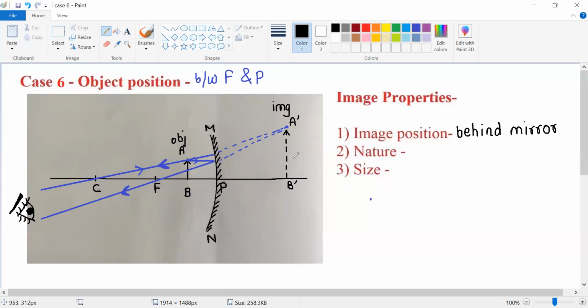What is the nature of the image? Are the reflected rays of light really meeting at this point? No, they only appear to be meeting at this point, and thus at this point, the image that will be formed will be virtual. Kids, a virtual image is always erect in orientation. So nature is virtual and orientation is erect. What about the size of the image? If you compare the size of the object and size of the image, you can clearly see that the image is larger as compared to that of object. Matlab, image is enlarged.